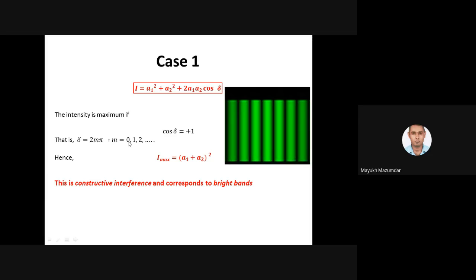So m equal to 0, I'll call the central bright. M equal to 1, I will call the first dark band, second dark band, and so on. So the areas where we have destructive interference, that is where the waves are interfering in opposite phase, where the crest of one is matching with the trough of another, there we are getting the dark bands. Clear, everyone? Yes, sir.